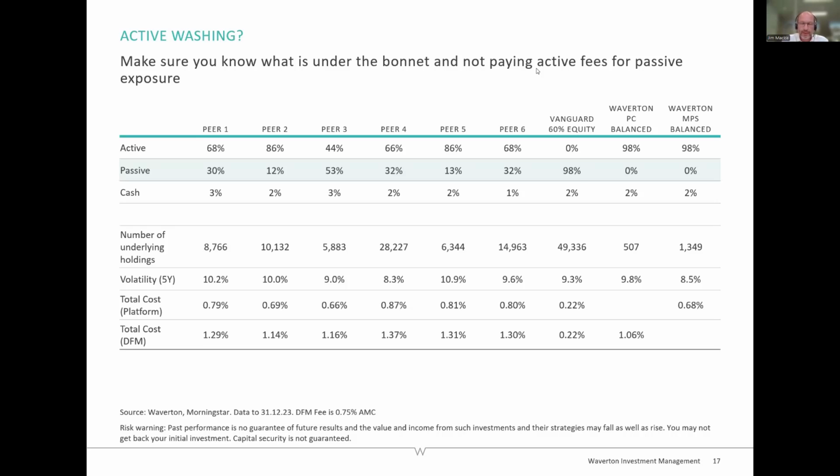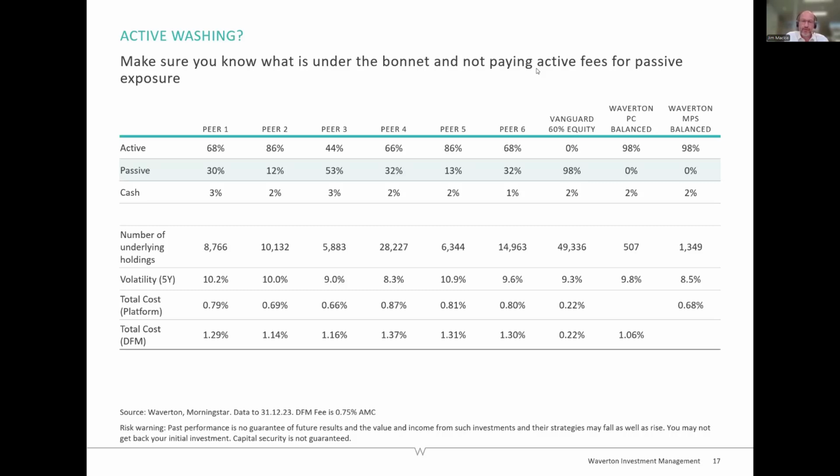We looked at a number of peers. There's 6 here. I can't remember the names of them now. But if, for example, you look at peer 1, and these are MPS portfolios which are marketed as active, 68% of the underlying holdings are active, 30% are actually passive. And if I remember correctly, that company also has a passive range of portfolios. So it's not like they only have one range, they have an active and a passive, whereas their active is actually 30% passive.